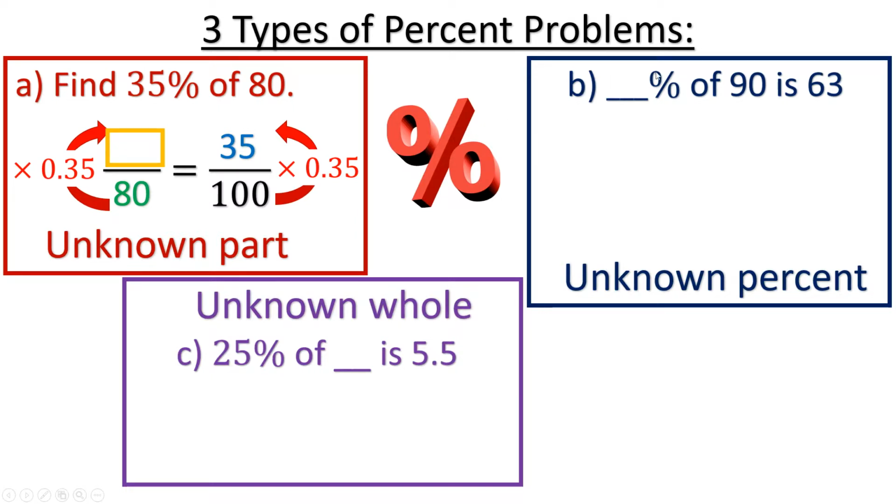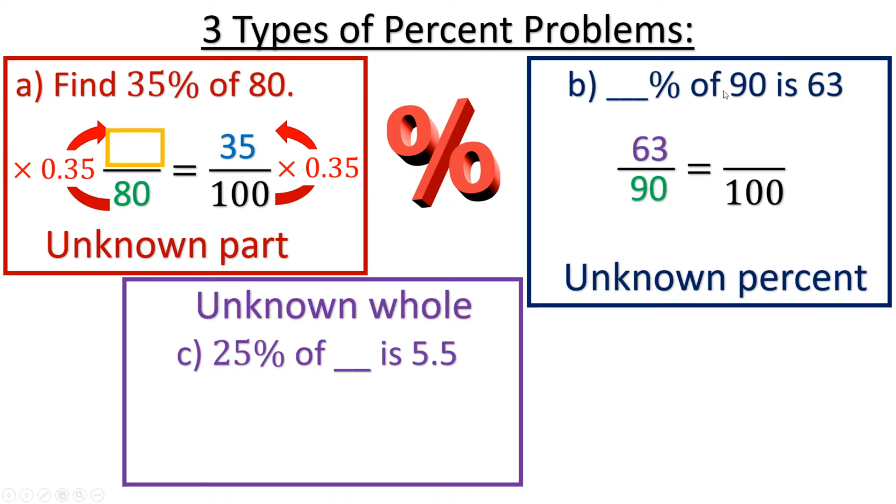Okay, B is that we're going to find an unknown percent. So some percent of 90 is 63. So we have our 100 in the bottom. We don't know our percent this time, so up here, it's going to be blank. Of 90 means we're taking a part of the whole amount, which is 90.